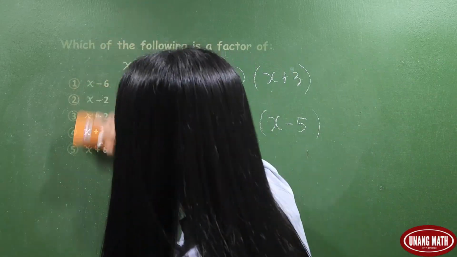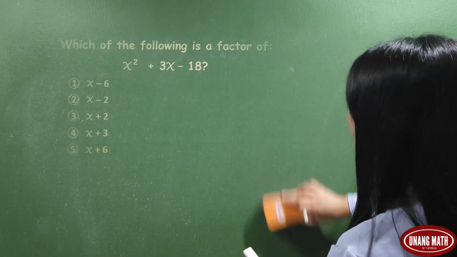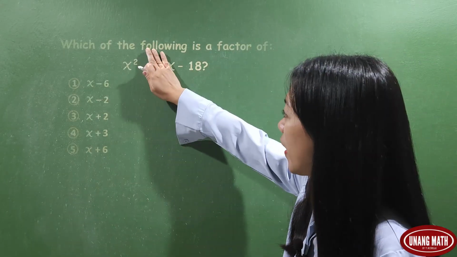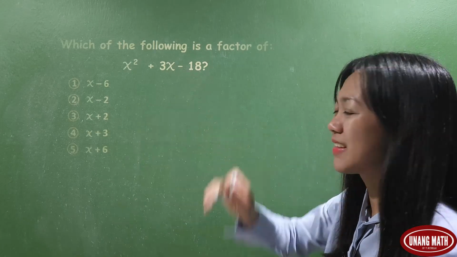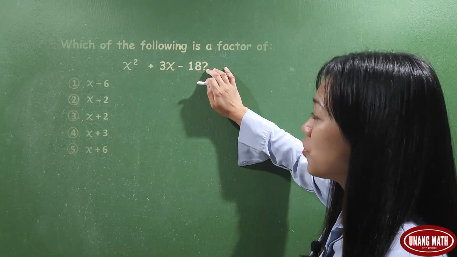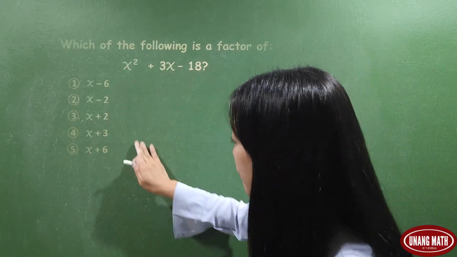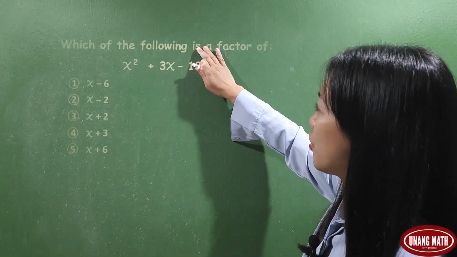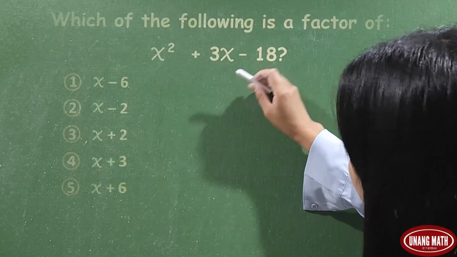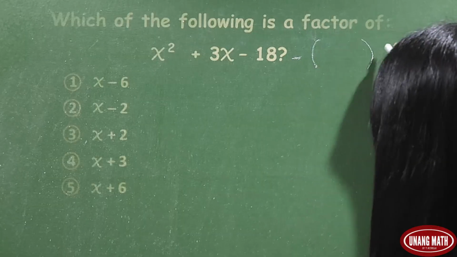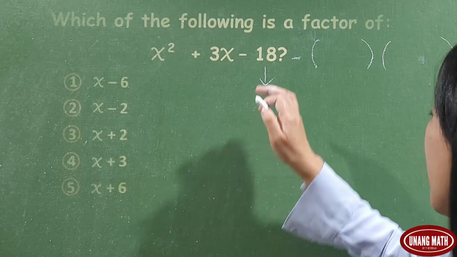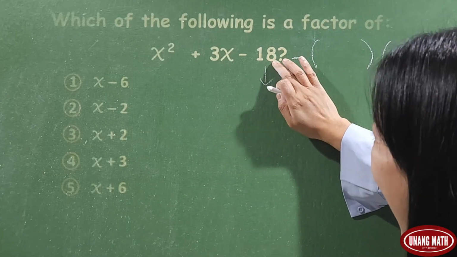Okay, this time, we will be answering this question. Which of the following is a factor of x squared plus 3x minus 18? So we have here this quadratic trinomial, x squared plus 3x minus 18. And we have here 5 options. Which of the following is a factor of this quadratic trinomial? So it would be in this form.